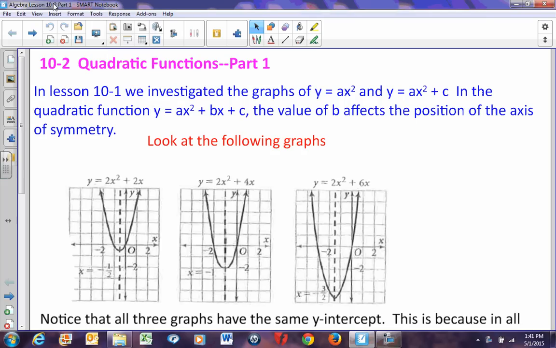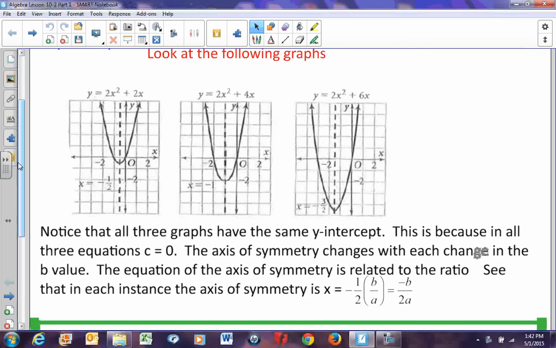This is Algebra Lesson 10-2, Part 1, Quadratic Functions. In Lesson 10.1, we investigated the graphs of y equals ax squared and y equals ax squared plus c. We didn't have a middle term. In the quadratic function y equals ax squared plus bx plus c, the value of b affects the position of the axis of symmetry. So let's take a look at three graphs here.